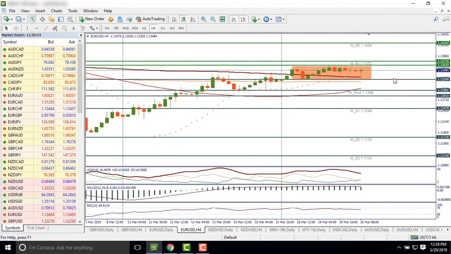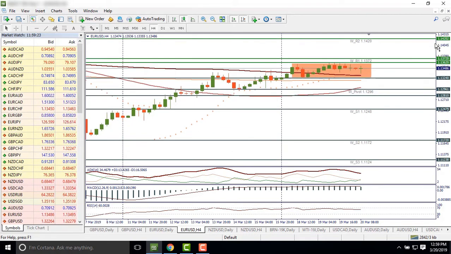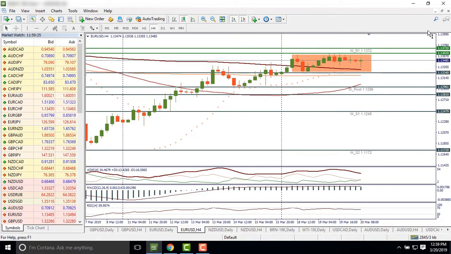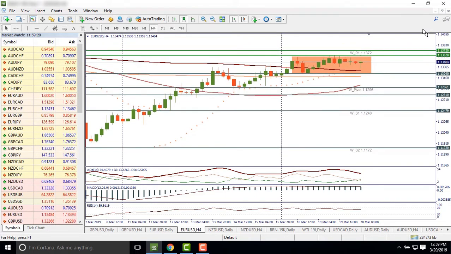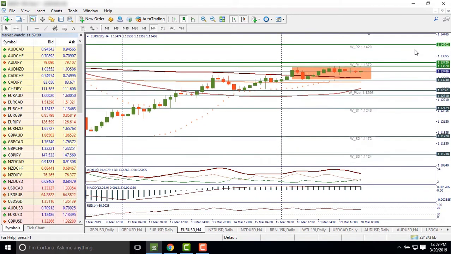Otherwise, if the Fed fails to support the USD today and more dovish comments are released, the pair will rise to the resistance at 1.1362. The next resistance for the pair lies at 1.1372, and if these levels are broken, we may focus on the next resistance and the weekly pivot at 1.1420.